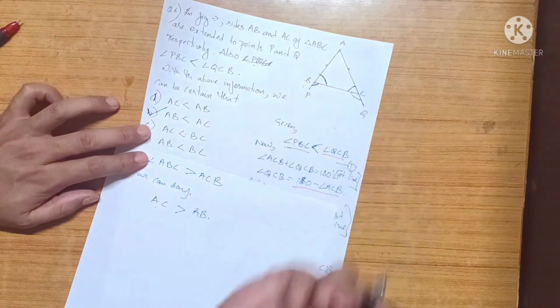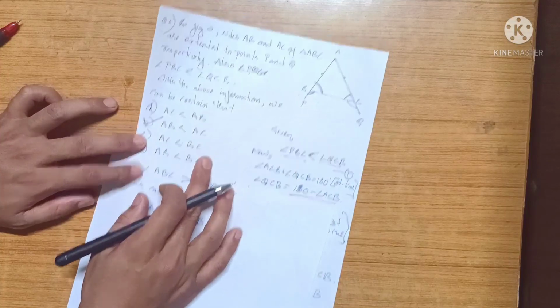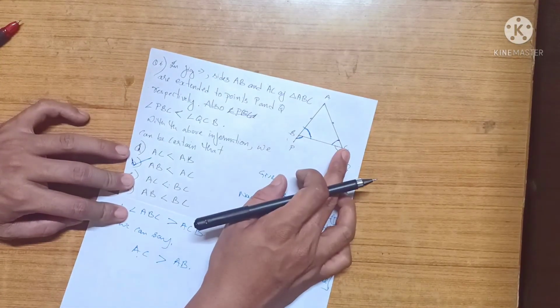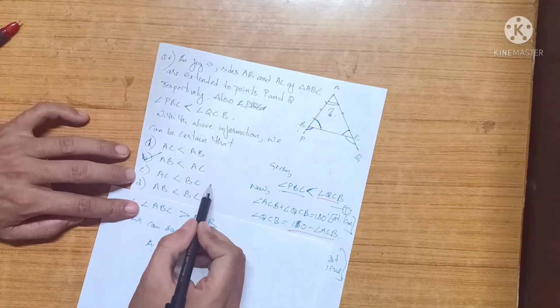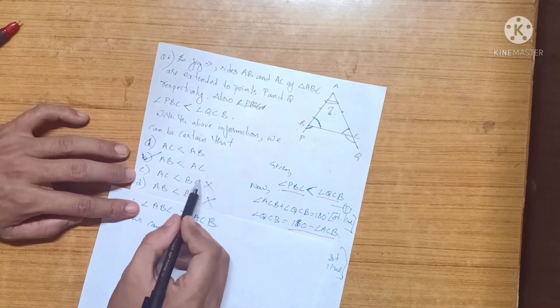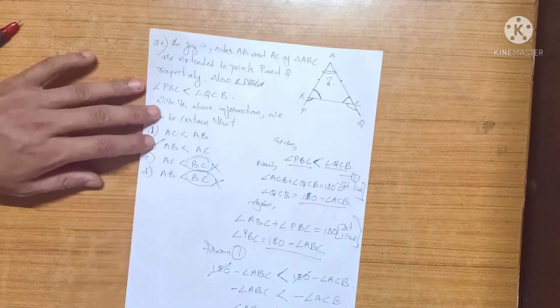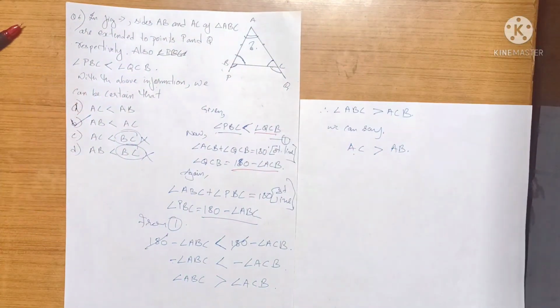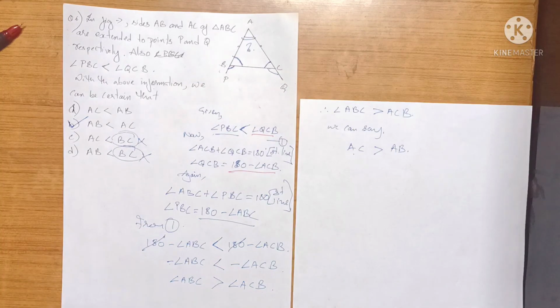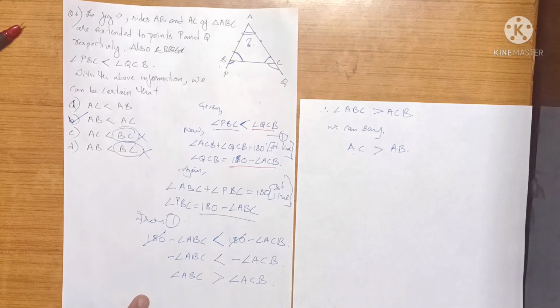For BC, we don't have any information, because we don't have the measurements here, so we don't know angle A. We cannot say anything about anything that includes BC. We cannot say or do anything about that. So that is it.